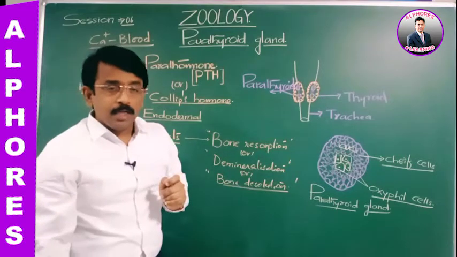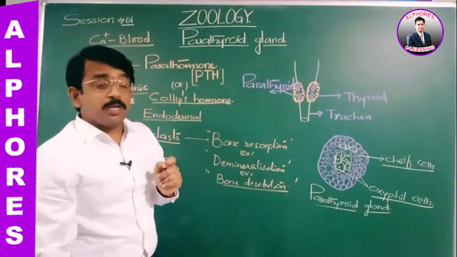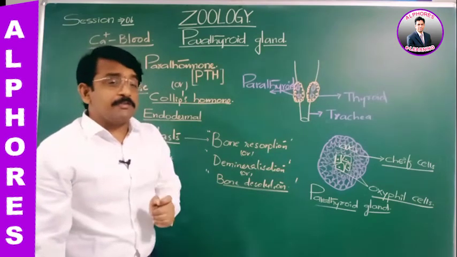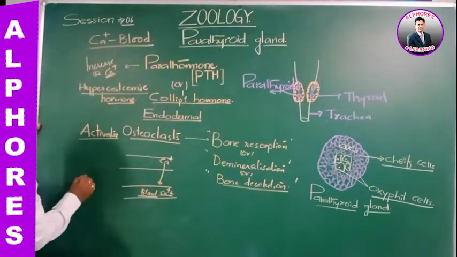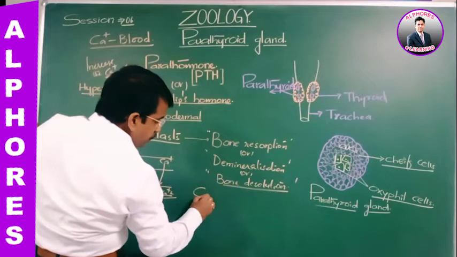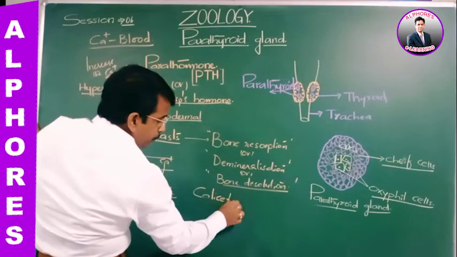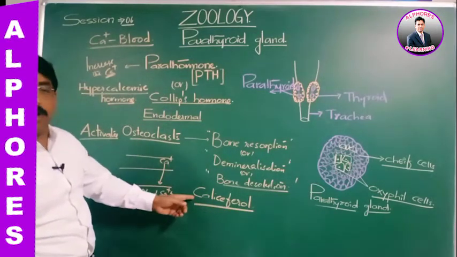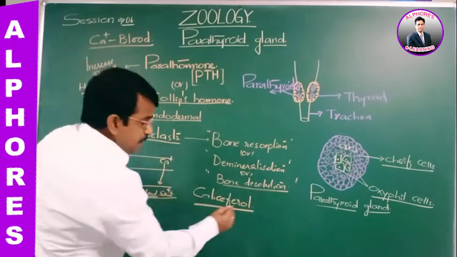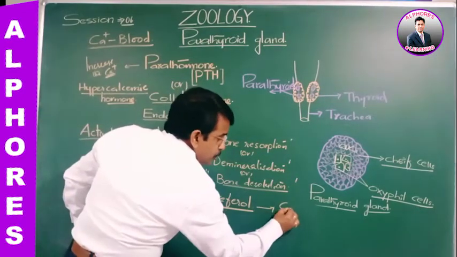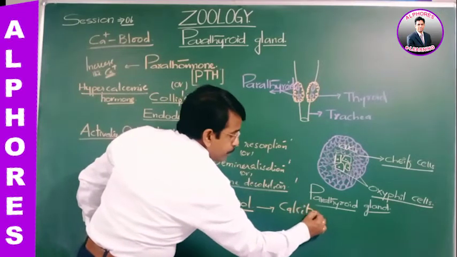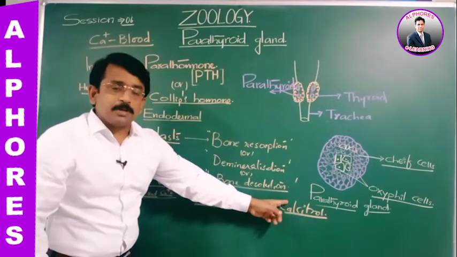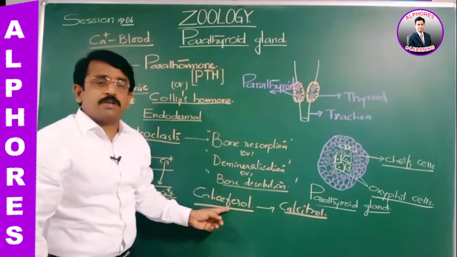Besides that, the parathormone also acts upon vitamin D. What is the chemical name of vitamin D? Vitamin D in its inactive form is called calciferol. This calciferol is activated to form the hormone calcitriol. Calcitriol is the active form of calciferol, vitamin D.